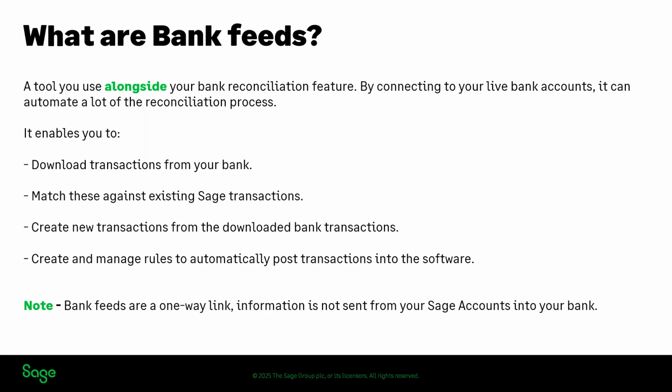Now, an often-held misconception of bank feeds is that it will send information to your bank. Bank feeds is a one-way link, so information is not going to be sent from your Sage 50 accounts software into your bank. If you're using the downloaded, automatic bank feeds, it will just pull that information down.